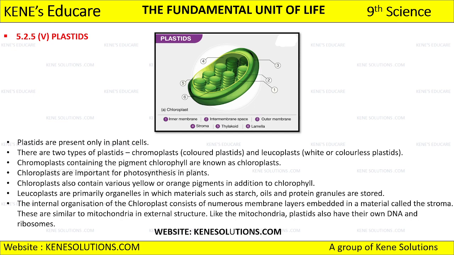As we were discussing, leucoplasts are primarily organelles in which materials such as starch, oil and protein granules are present, right? The internal organization of the chloroplast consists of numerous membrane layers embedded in a material called stroma. I just told you where the stroma is: the fourth part that you can see is the stroma, right? These are similar to mitochondria in external structure, and like the mitochondria, plastids also have their own DNA and ribosomes. What do they have? Plastids have their own DNA and ribosomes.